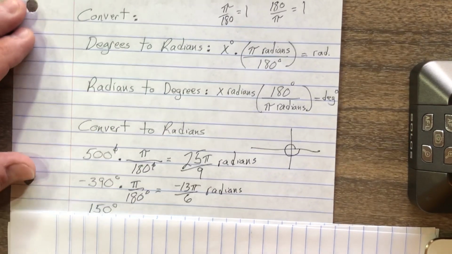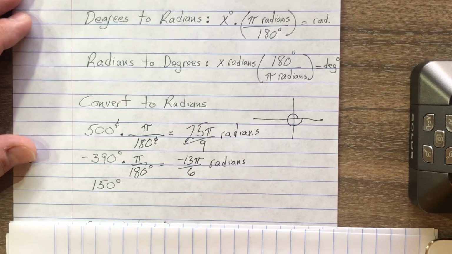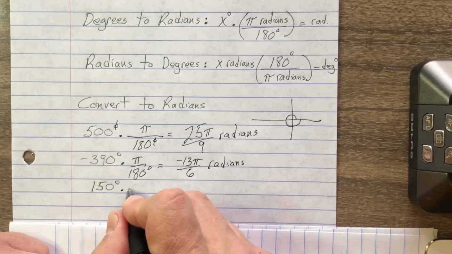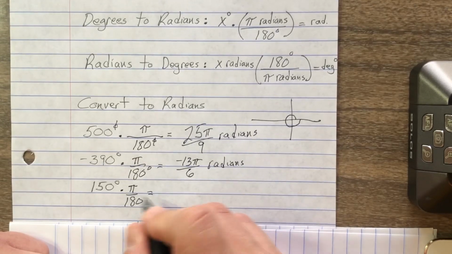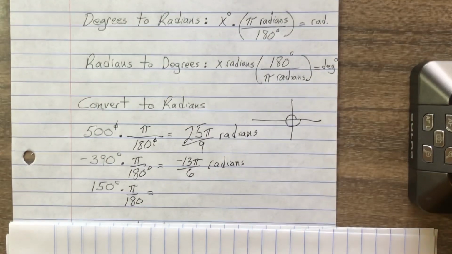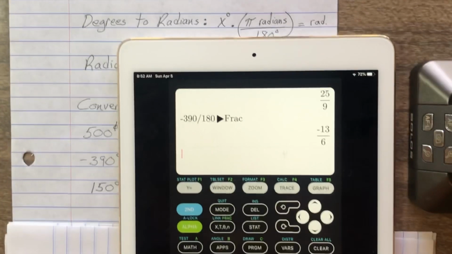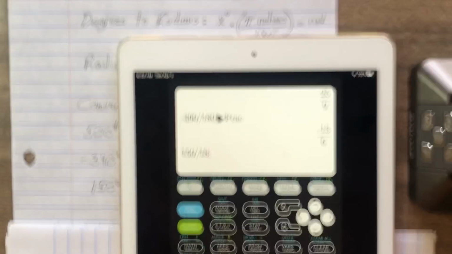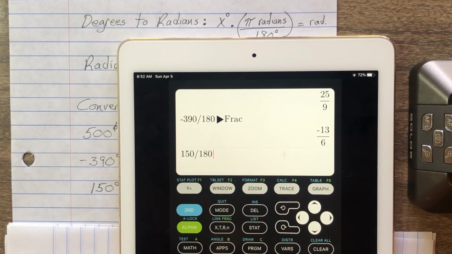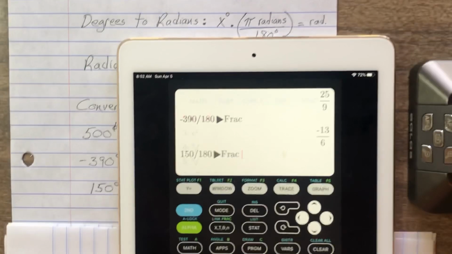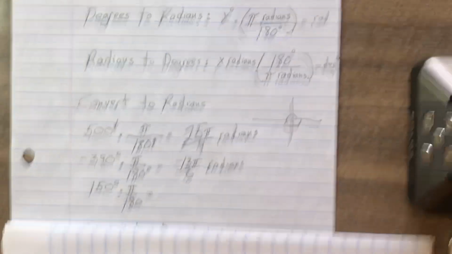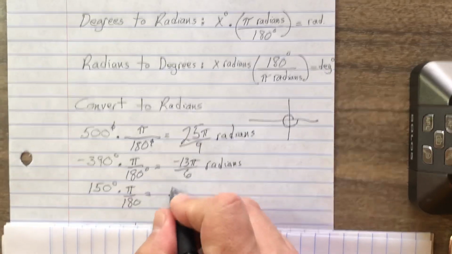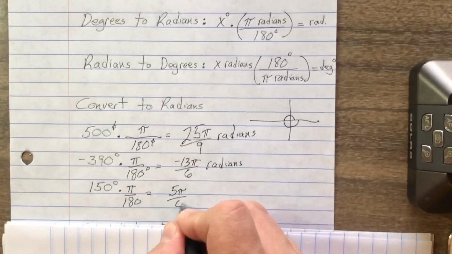Let's try one more like that. 150 degrees. I think you've got it by now. You just multiply by pi over 180. Pi is going to be in the answer. You probably don't even need a calculator to do this one, but 150 divided by 180, that's kind of like 15 divided by 18. And you get 5/6. So that means the answer is going to be 5 pi over 6.